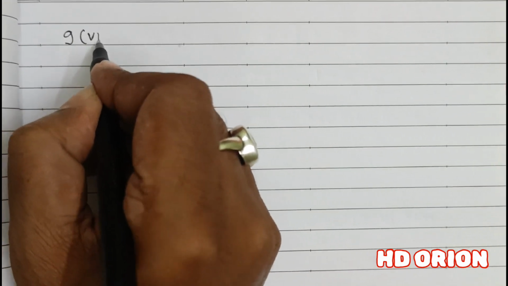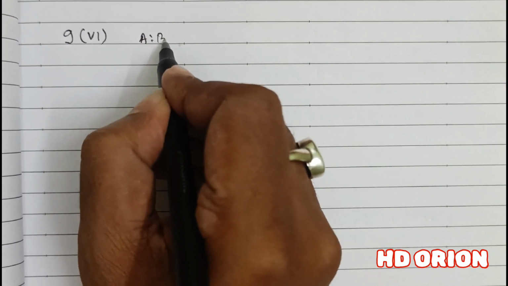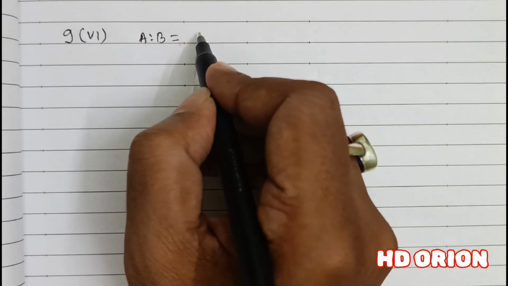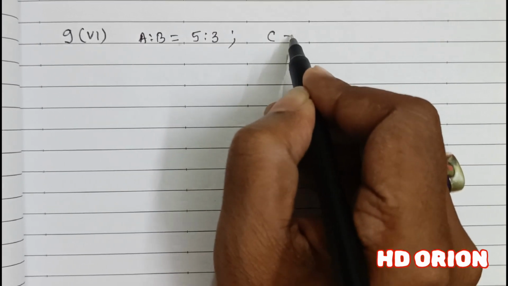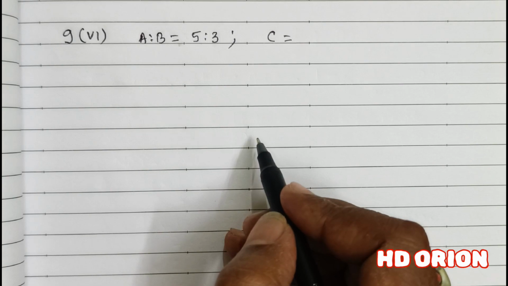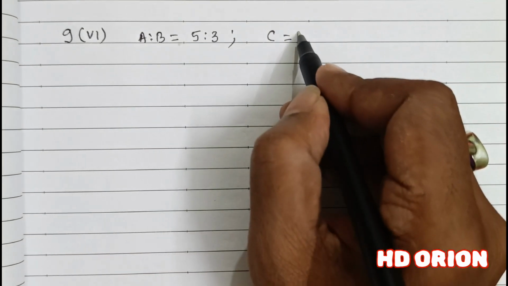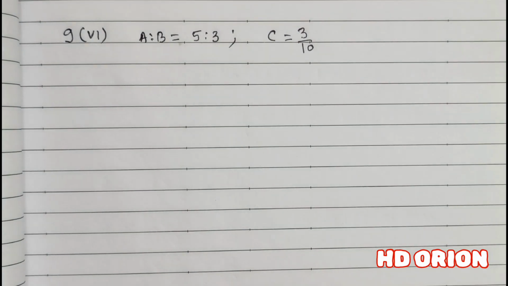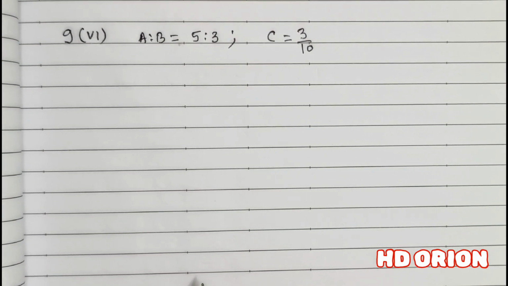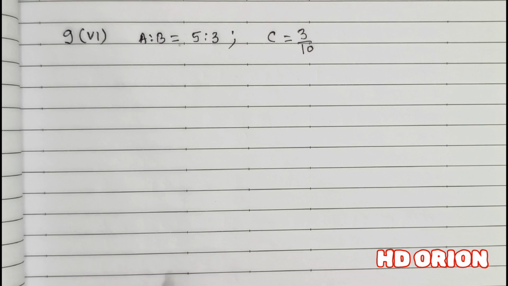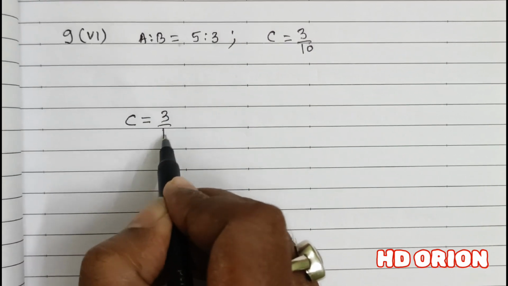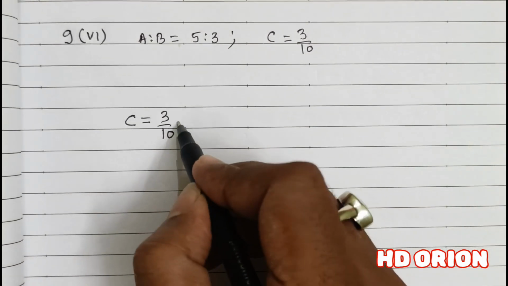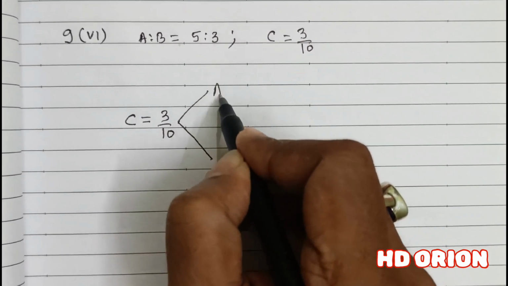Question number 9, sixth part. There are two partners A and B, and the ratio is 5:3. And new partner C joins for which portion? 3/10 in the total profit of the firm, which is contributed by A and B. Fine. In what portion, that we have to understand. So let me discuss it here. C is getting 3/10th portion of the total profit, which will be contributed by A and B.